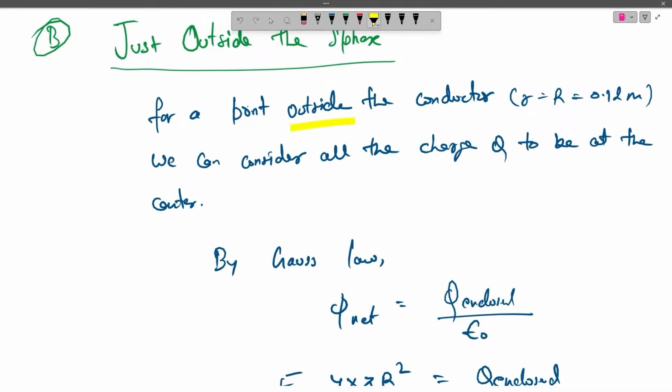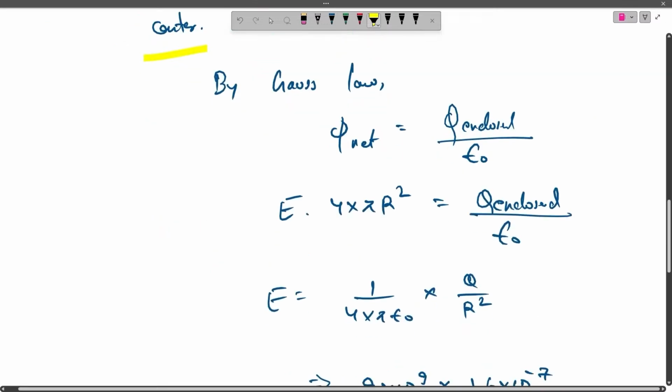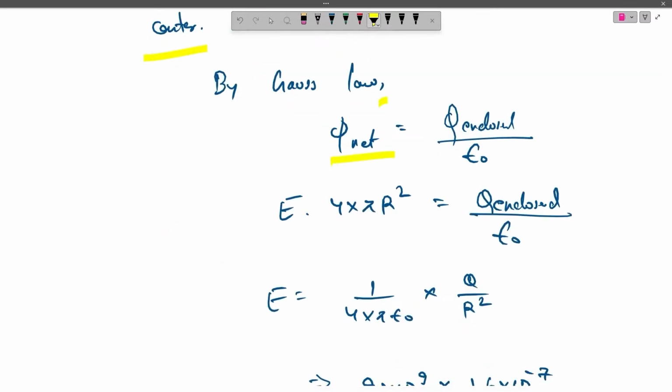for a point outside the conductor of radius 0.12 meter, we can consider all the charges Q to be present at the center. Now by Gauss law, we can say that phi net, or the flux net through the Gaussian surface, would be equal to Q enclosed divided by epsilon naught. Now Q enclosed is the charge enclosed by the Gaussian surface. Now flux is defined as the dot product of electric field and the area. Now the surface area of the sphere would be equal to 4 pi r square, and E is the electric field. Here we are assuming the whole sphere to be the Gaussian surface.